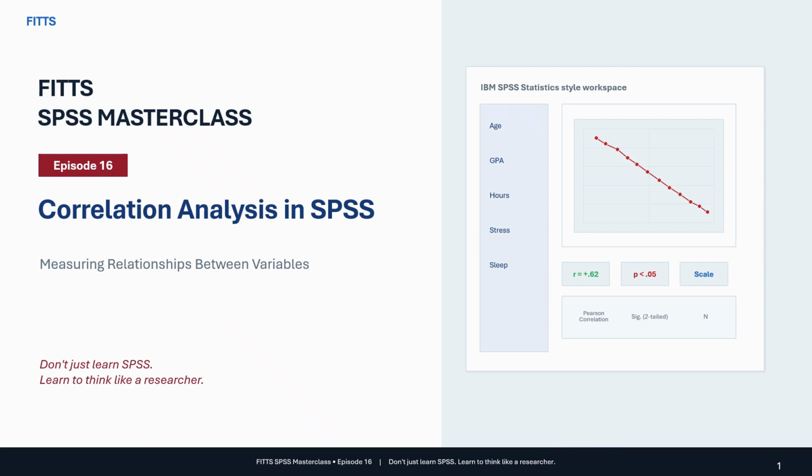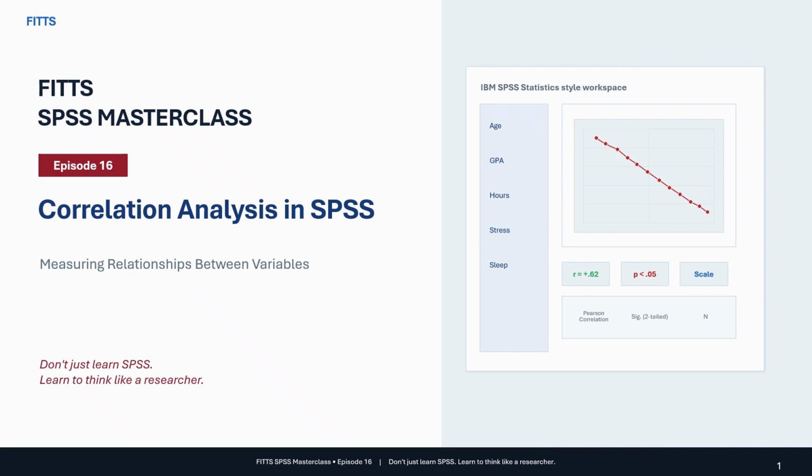In our previous lesson, we confirmed that our scale variables were approximately normally distributed, and that was an important step because many statistical techniques require this assumption before they can be used. Now that we've checked normality, we are ready to investigate whether two variables are related. Today's lesson introduces one of the most commonly used statistical techniques in research, and that is correlation analysis.